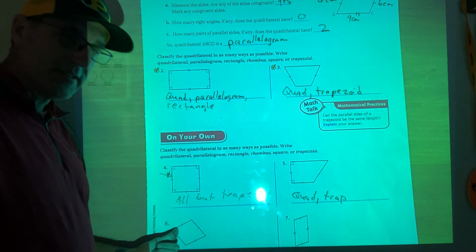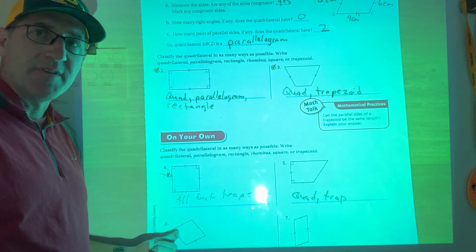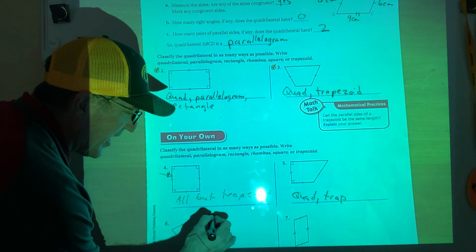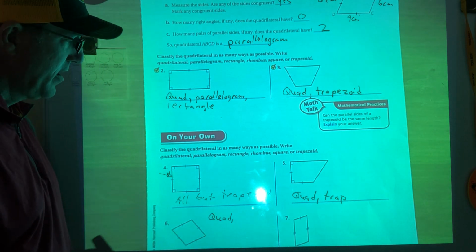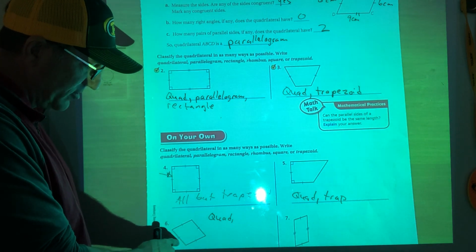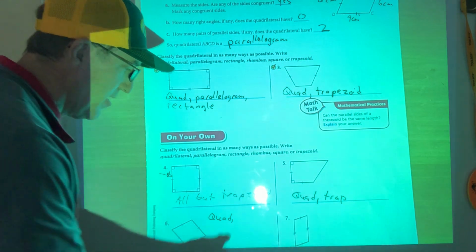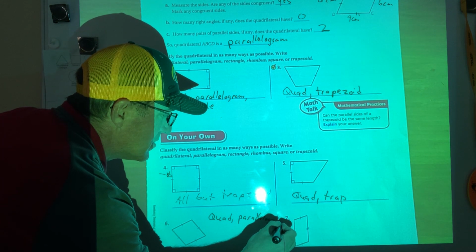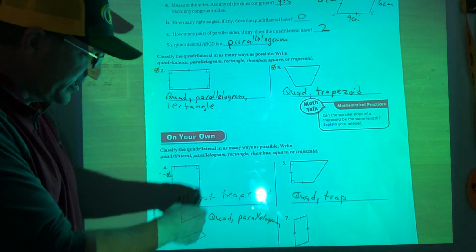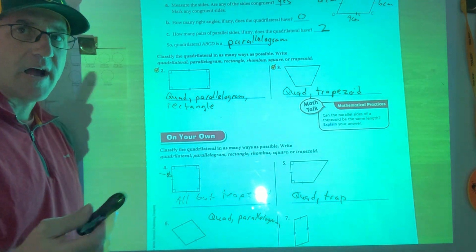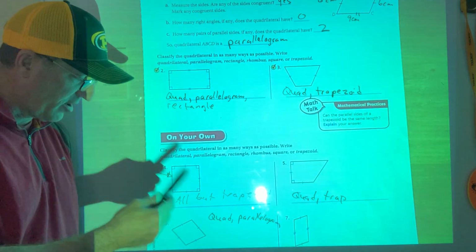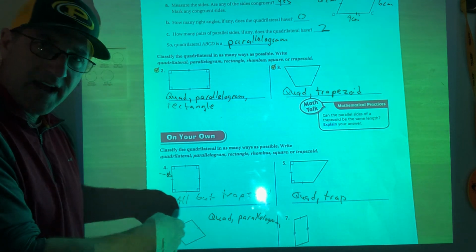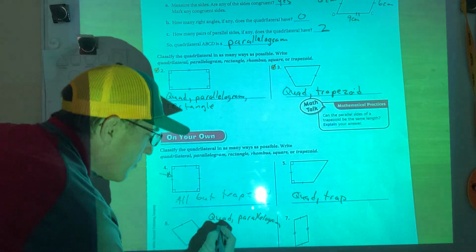How about this one? It looks like a what shape? It's a diamond, right? So if I see a diamond, I know it's a quad. There's 4 sides. I'm gonna write quad. Okay. Is it a parallelogram? Absolutely. Opposite sides are congruent, so they're parallel. Okay. Is it a rectangle? How do you know it's not? No right angles. Perfect. So it's not a rectangle. Is it a rhombus? All four sides are congruent. So this is a rhombus.